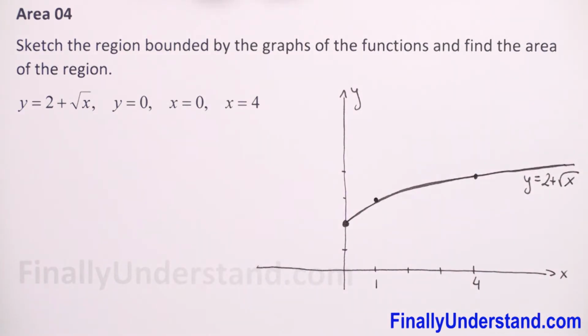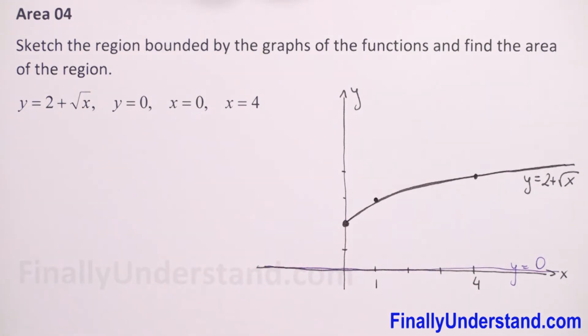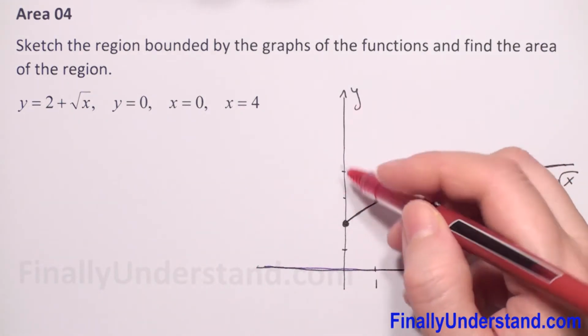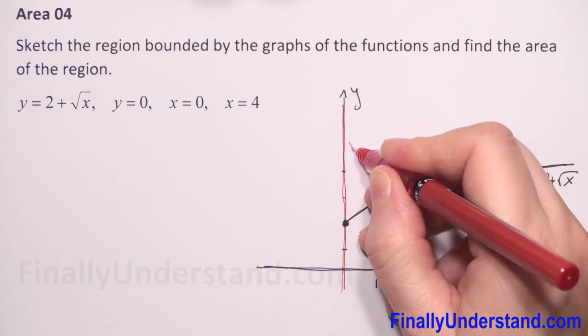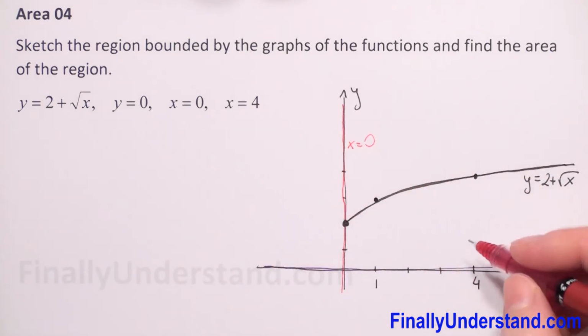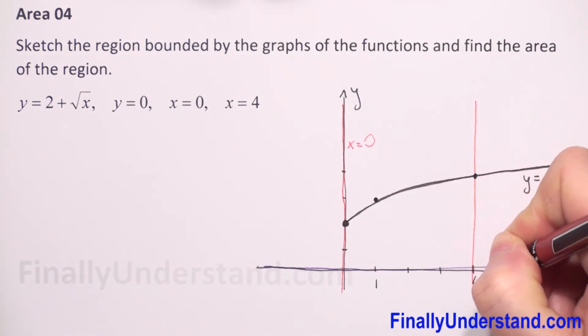Next we have y equals 0. So this is our x-axis. This is y equals 0. What else? We have to draw the function x equals 0. So this is our y-axis, x equals 0, and we have x equals 4. So this is a vertical line parallel to the y-axis.